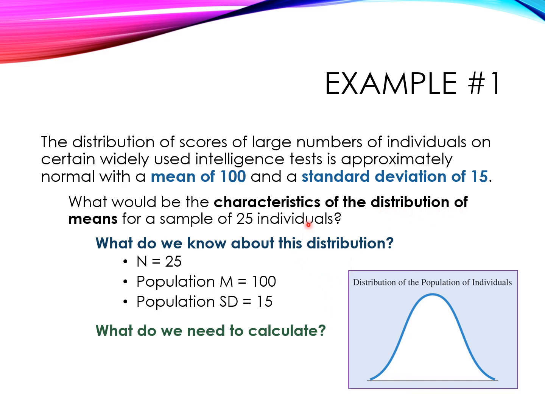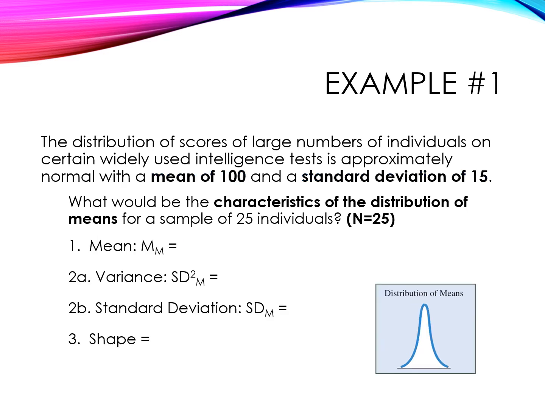Okay, so from this population, we have the mean is 100, the standard deviation is 15, and the N, the sample size, is 25. What do we need to calculate? Remember, we're trying to find the characteristics of the distribution of means. The things we need to calculate are the mean, the variance, the standard deviation, and we need to figure out the shape, okay? So let's look at these and see how this will work.